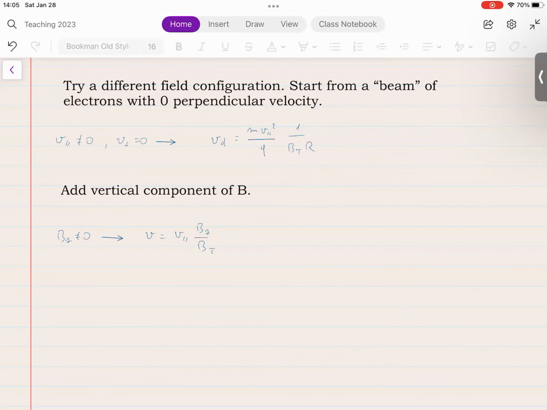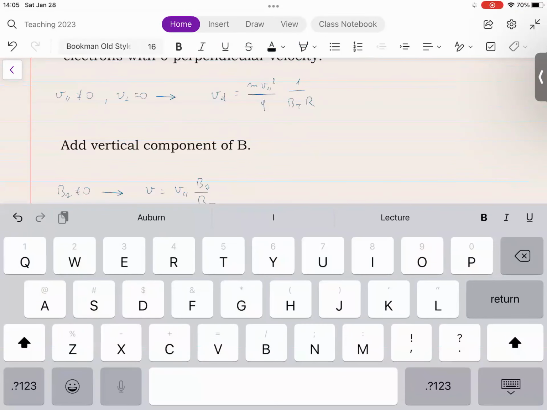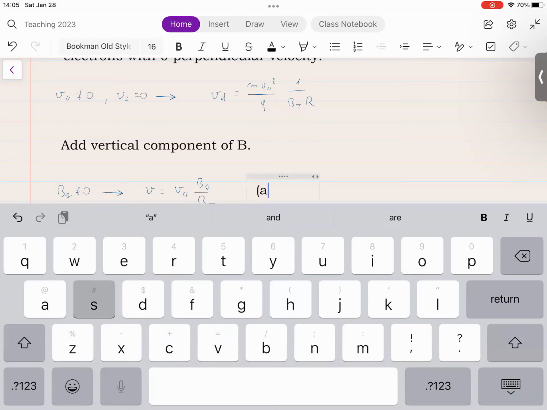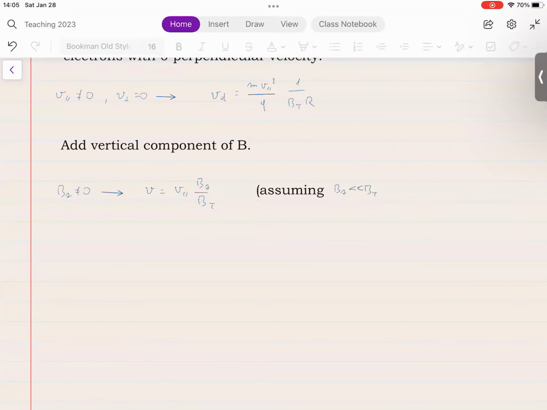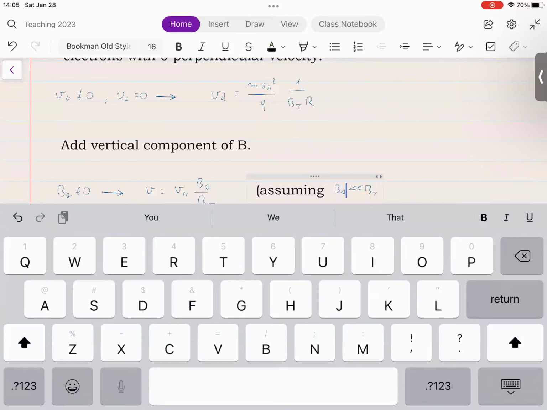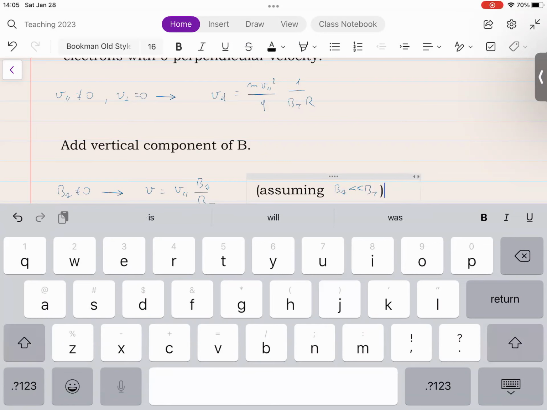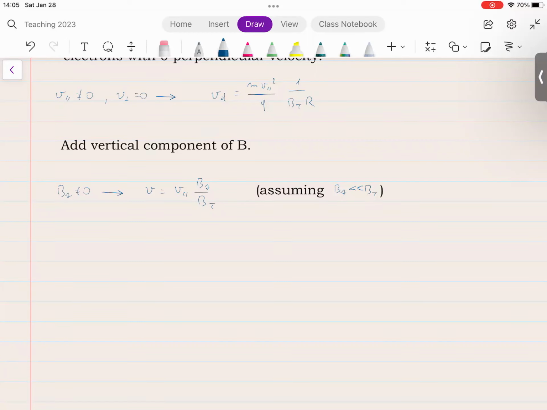This is strictly, I'm assuming that Bz is much less than Bt. The z component is much smaller than the toroidal component. And I'm going to leave it at that. I'll let you chew on it if you're not convinced. But yeah, this actually works.